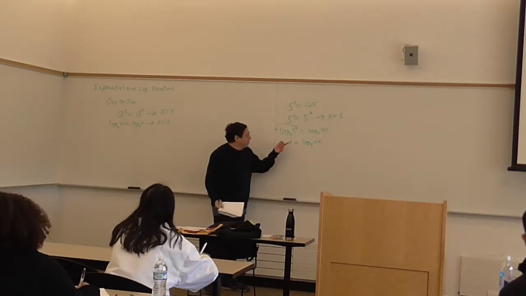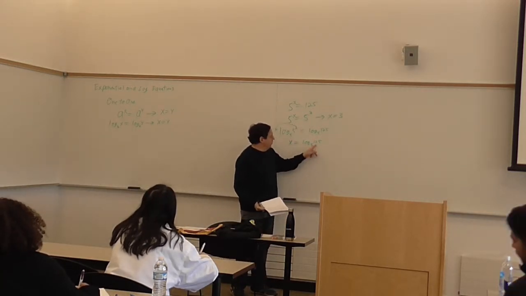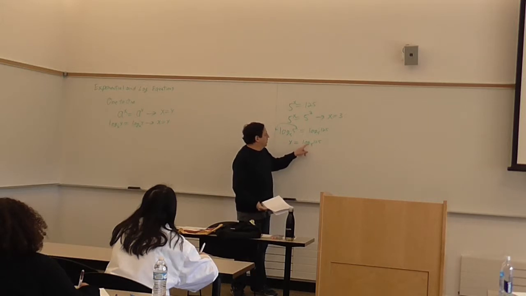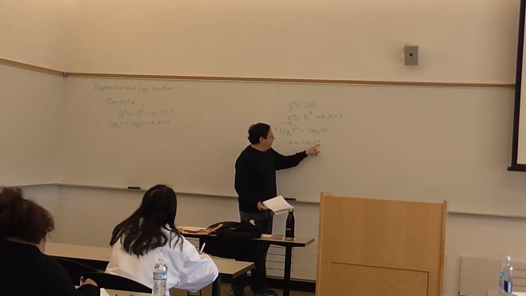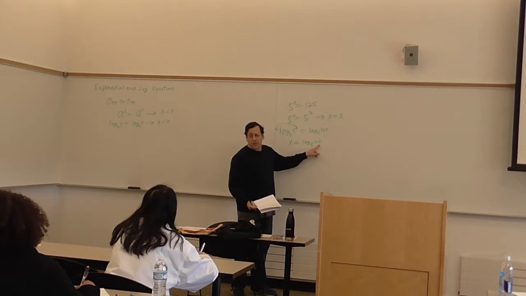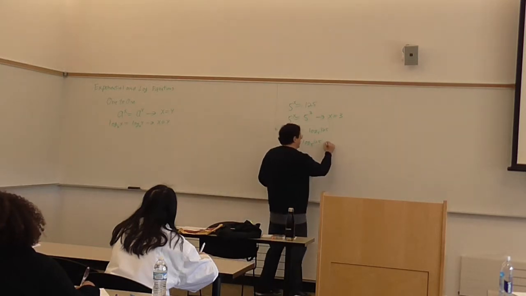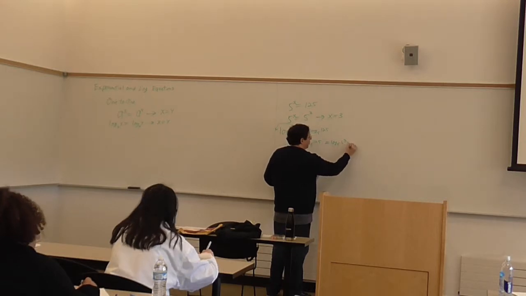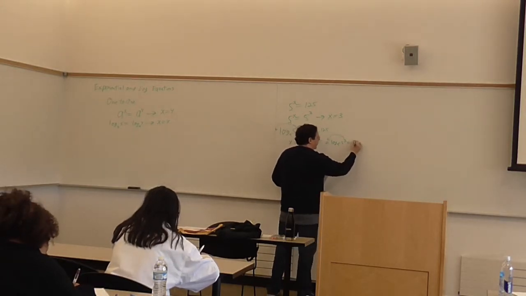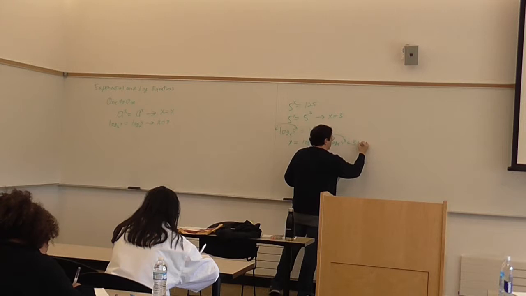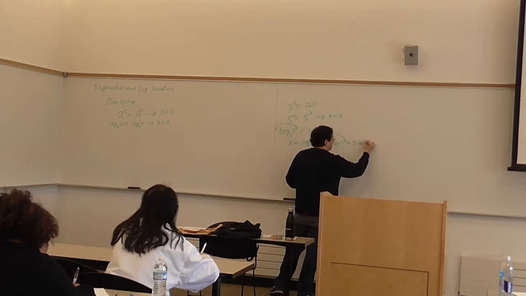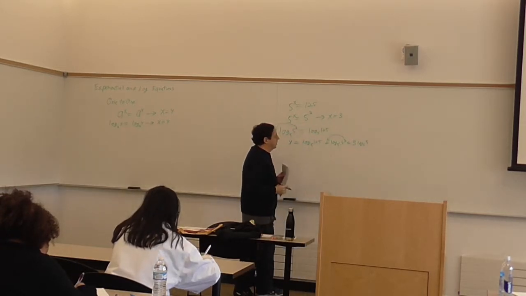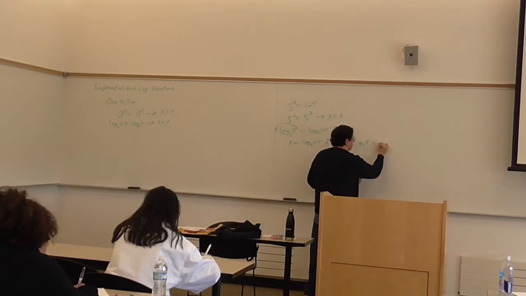At this point, I could make that same leap and realize that log to the base 5 of 125, well, 125 is still 5 cubed. That's log to the base 5 of 5 cubed. Or, again, moving my exponent over, 3 times log to the base 5 of 5. Which, of course, equals 3.